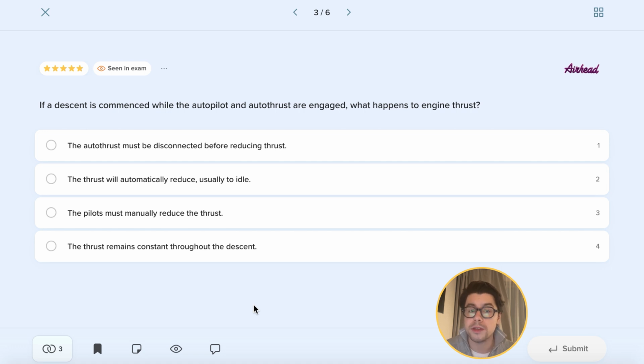And what will this cause? It will increase our drag, meaning our nose will drop even more to maintain a given speed, and it will in turn increase our vertical speed, so the feet per minute. So in this case, what happens to engine thrust? Of course, the thrust will automatically reduce, usually to idle, and then once we reach the altitude that we selected, the thrust will slowly start to increase, and the nose will start pointing up in order to maintain a given and selected airspeed.